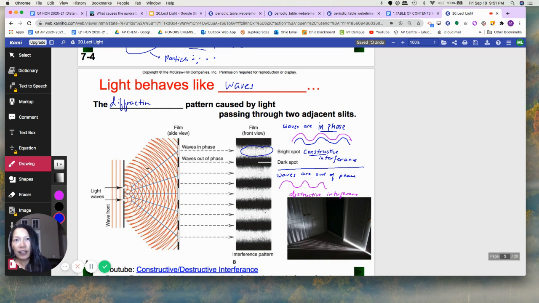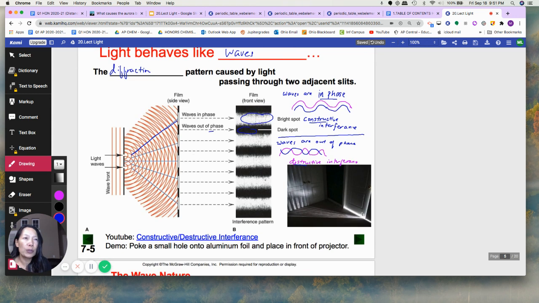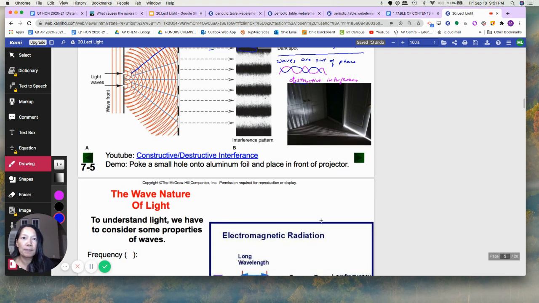So if you see here, when the waves are on top of each other, you can see the bright light. When the waves are out of phase, that means one's going up, the other is going down. What happens is they cancel each other out in a destructive interference, and you can see the dark spots. Okay, you've seen this happen before. You can see it when you close the door a little bit and let a little bit of light through. You can see the little lines. That is a diffraction pattern, and it's also proof that light behaves like waves.